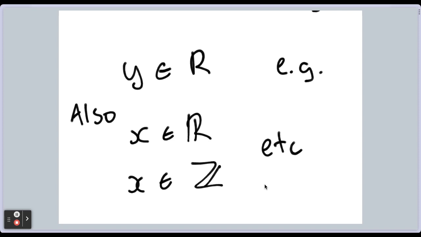Z, which is a bold Z, but we just put an extra bar on it like that when we're writing it, is the set of integers. There are other sets like that as well. There's a rational set, irrational set, and complex set. I think that's it, but there might be more.